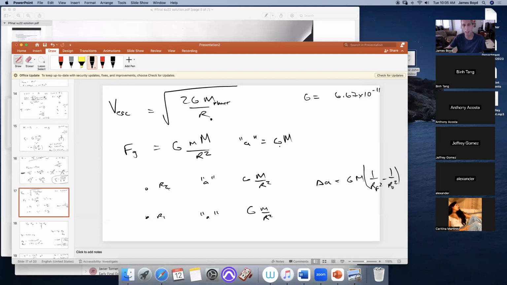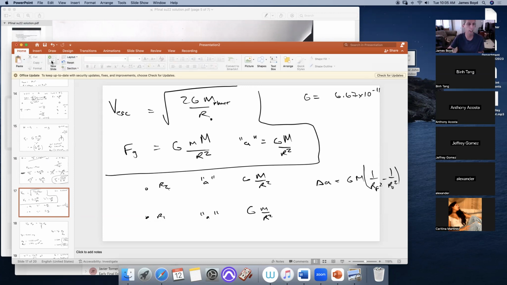Where big M is what is causing the gravity, and r is the distance from the center mass of what's causing gravity to your center mass, where you are little m. And that's really all I want you to do. All right, so the final thing.